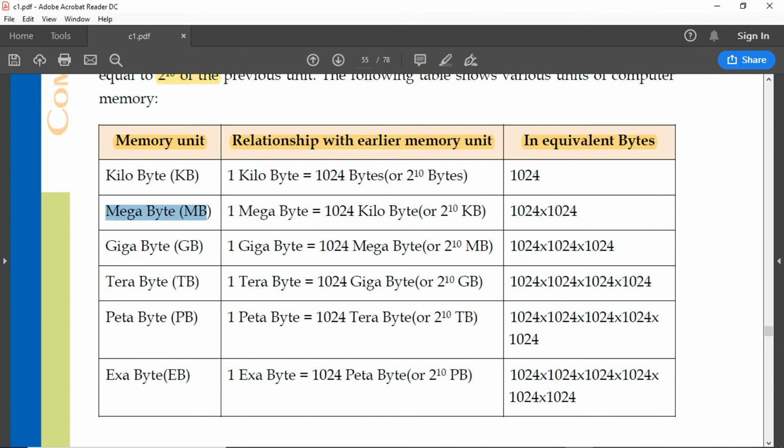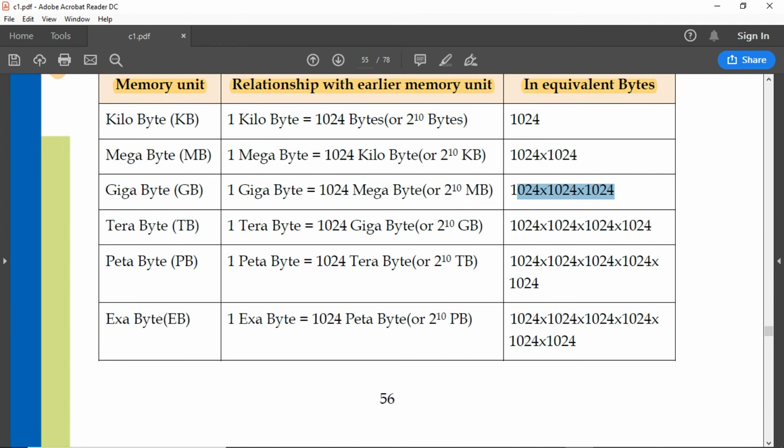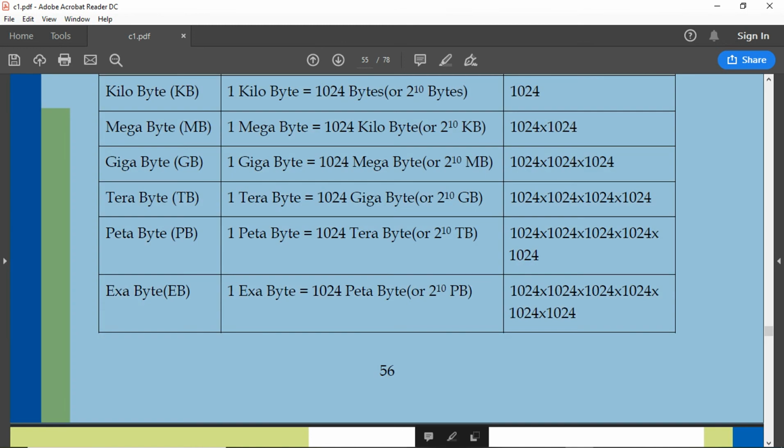Megabyte, MB, 1 megabyte equals 1024 kilobytes, or 2^10 KB, 1024x1024. Gigabyte, GB, 1 gigabyte equals 1024 megabytes, or 2^10 MB, 1024x1024x1024. Terabyte, TB, 1 terabyte equals 1024 gigabytes, or 2^10 GB, 1024x1024x1024x1024. Petabyte, PB, 1 petabyte equals 1024 terabytes, or 2^10 TB.